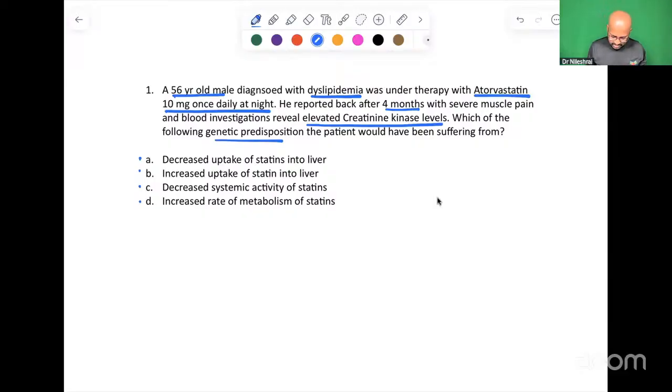Good. So the answer for this question is actually option A, decreased uptake of statins into the liver. Well, that is the answer for the question, option A. But we'll explain how and why in a few minutes.